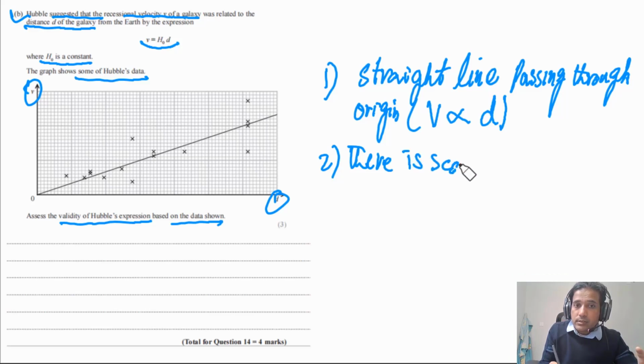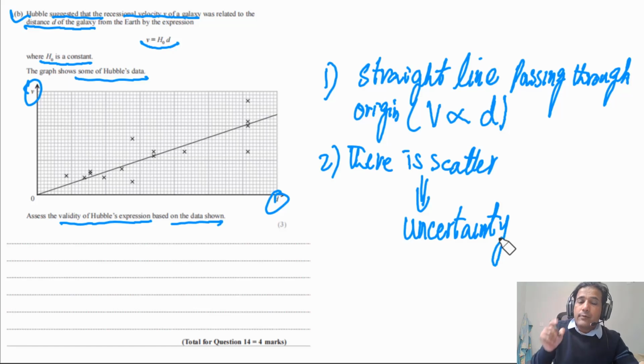So there is scatter. As there is a scatter, what is this telling us? This is telling us uncertainty. So these points you have to mention in your answer. We can say there is a scatter of points, so there is uncertainty due to outliers. Means there is uncertainty because the points are scattered. If you mention these points, you will get the marks.